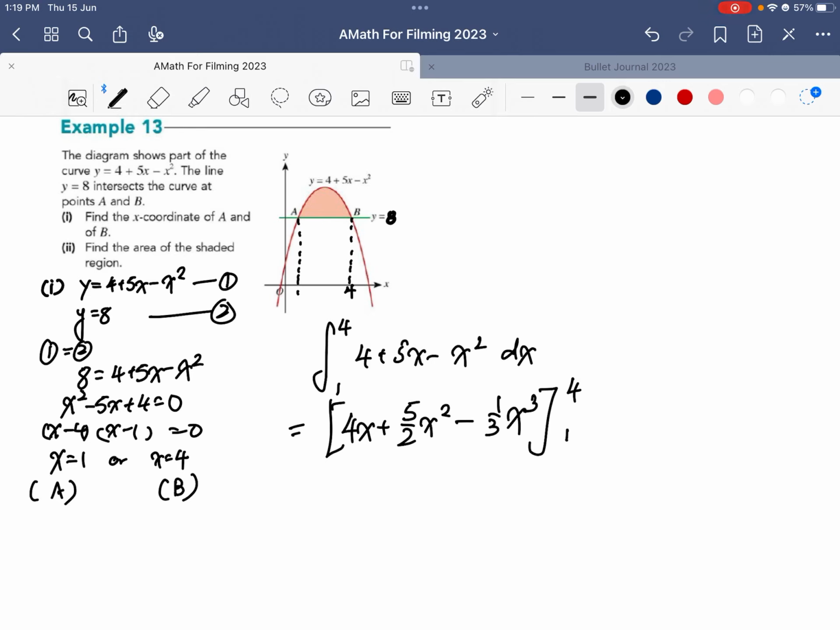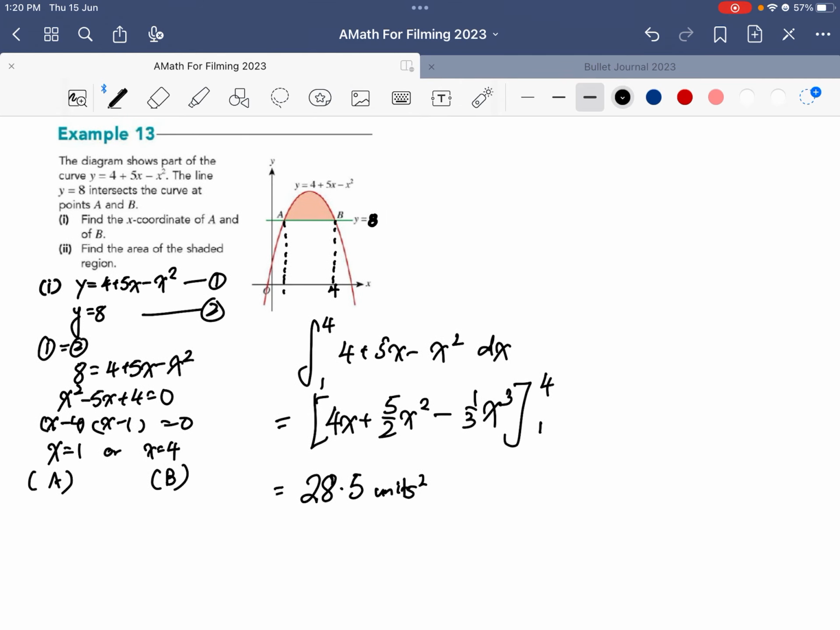Okay, so then what I will do here is this. If you do everything correctly, what you should get here is 26.5, okay, if I'm not wrong. Okay, it's 28.5. So what you get is 28.5 units squared, if you did everything correctly.